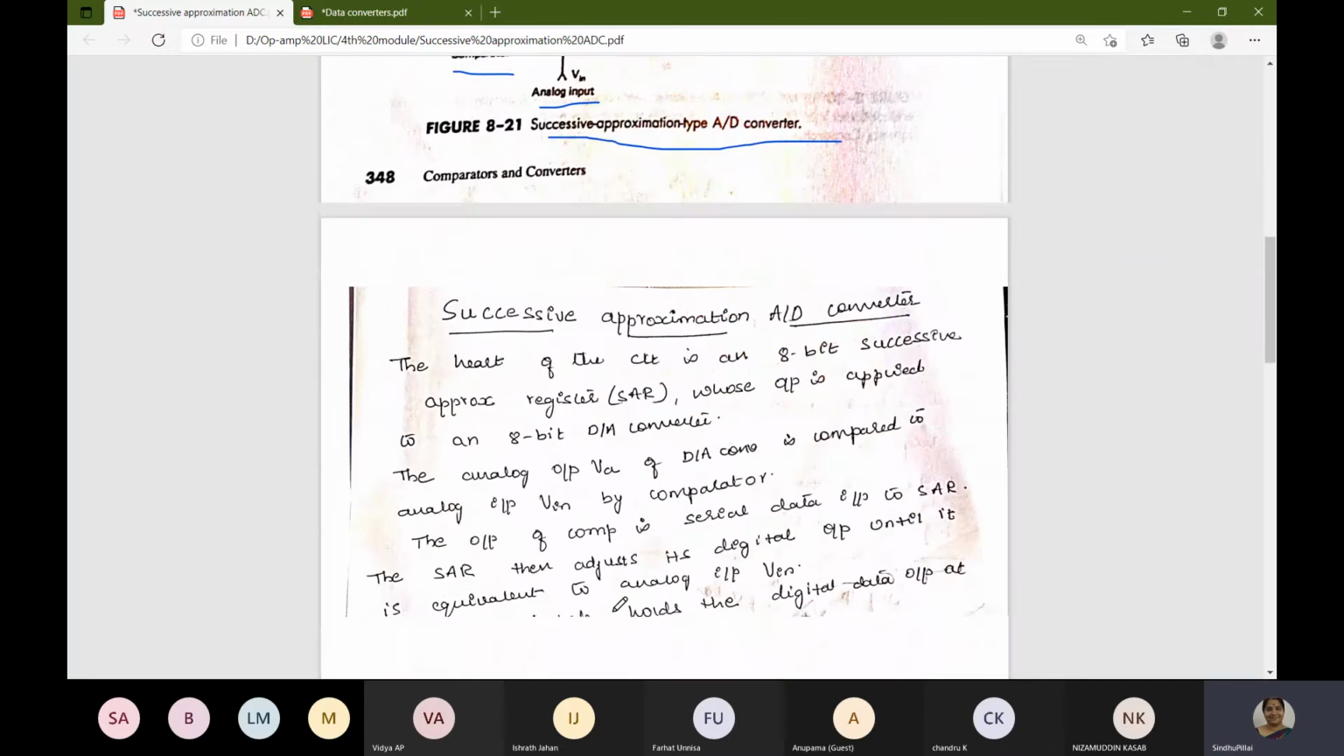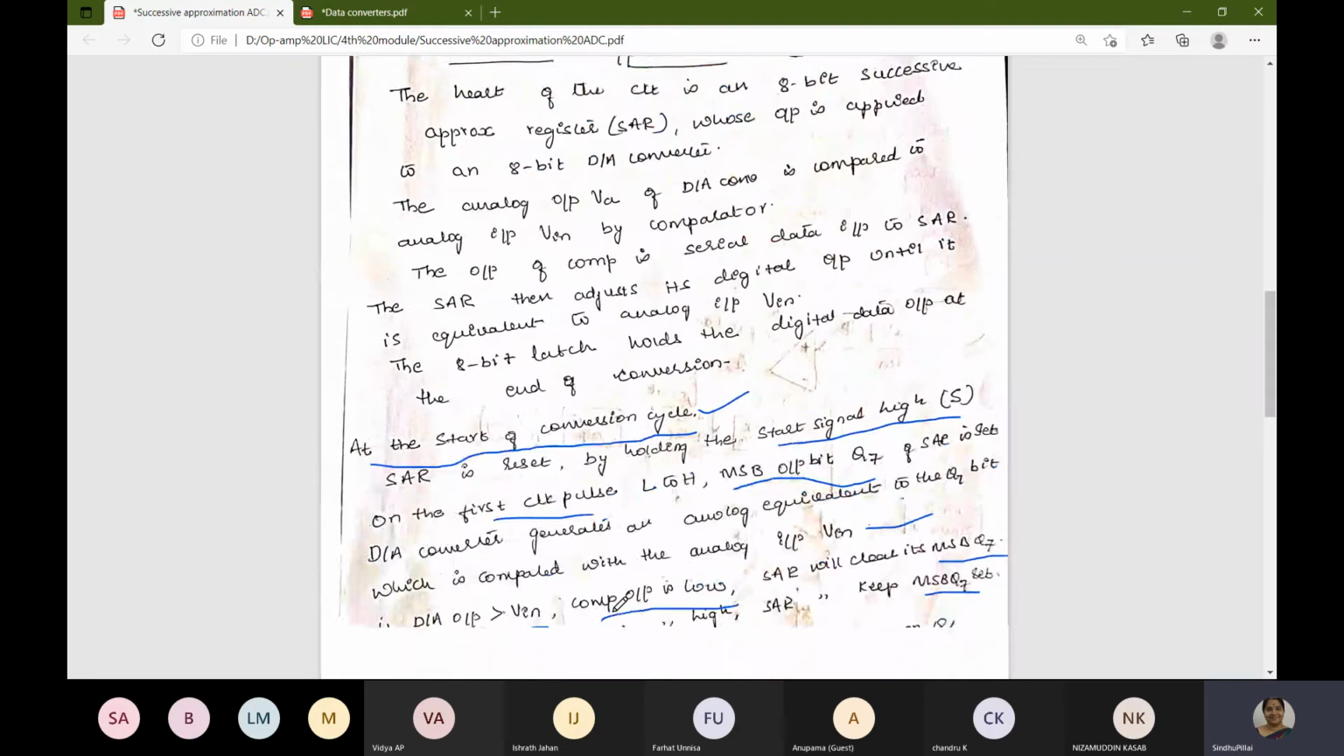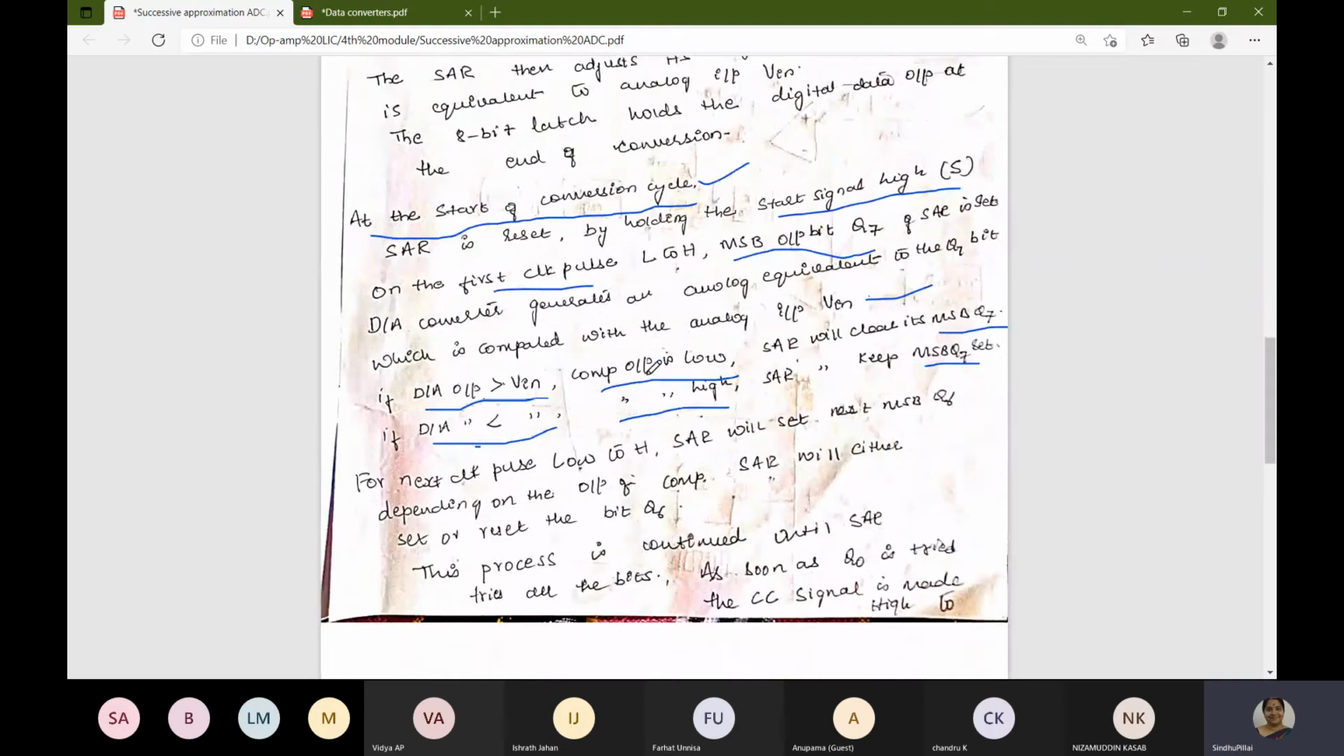If the DAC output is greater than Vin, that means the comparator output is low, so the SAR will clear the Q7 bit. If the DAC output is less than Vin, that means our input is greater, so the comparator output is high. So the SAR will keep the MSB Q7 the same as it is. Next it will go for the next bit, for the next clock pulse. This all happens for the first clock pulse.